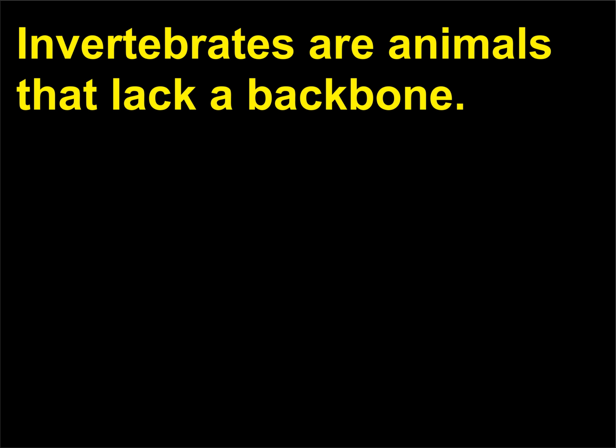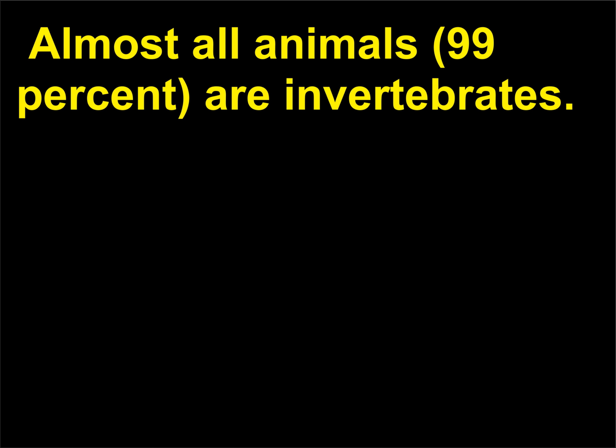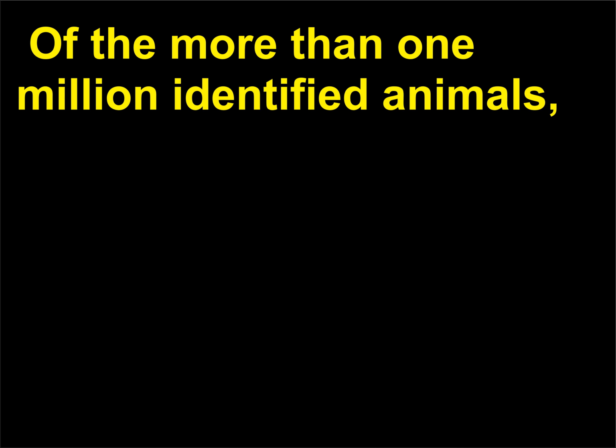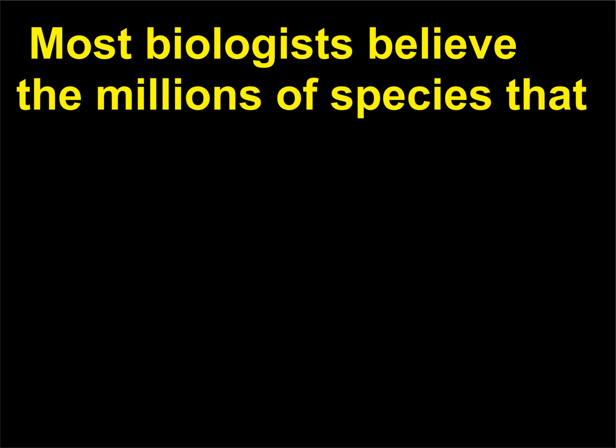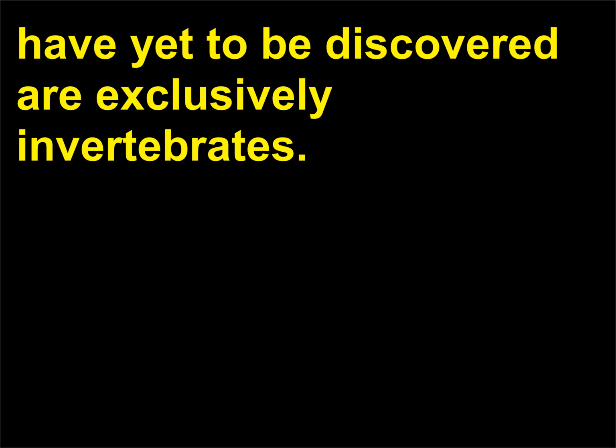Invertebrates are animals that lack a backbone. Almost all animals, 99%, are invertebrates. Of the more than 1 million identified animals, only 42,500 have a vertebral column. These are referred to as vertebrates. Most biologists believe the millions of species that have yet to be discovered are exclusively invertebrates.